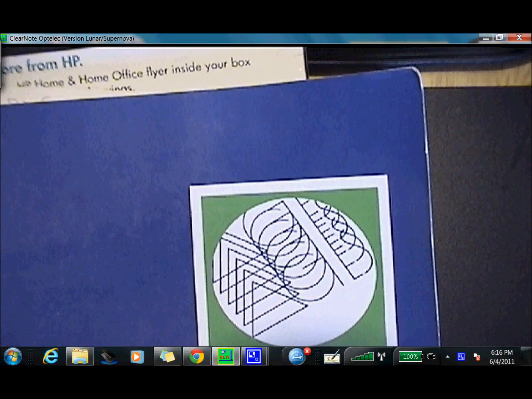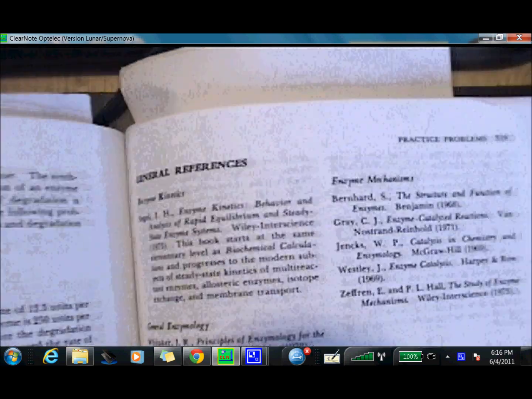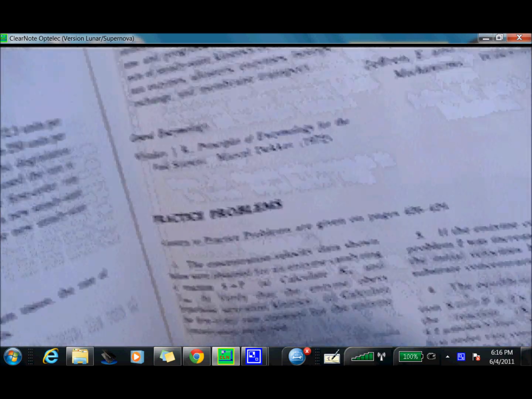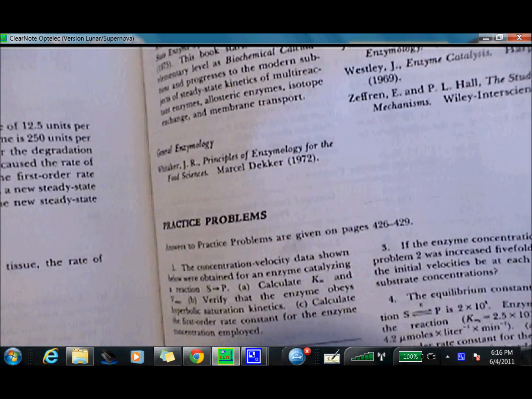Hi guys, this is going to be doing number 7 from the Segel book, and what it reads is something like this.